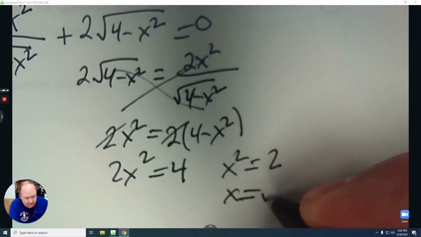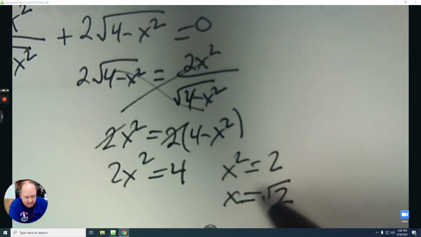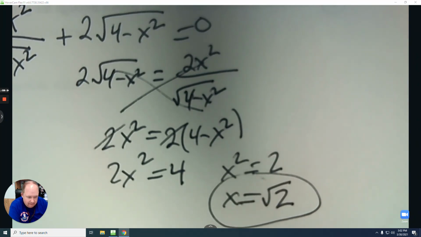Now we don't need the answer negative root 2 because we're just looking at the positive x value on the graph. So we're looking at root 2. And then we want to know, does root 2 give me a maximum area, or does it give me a minimum area in terms of it?